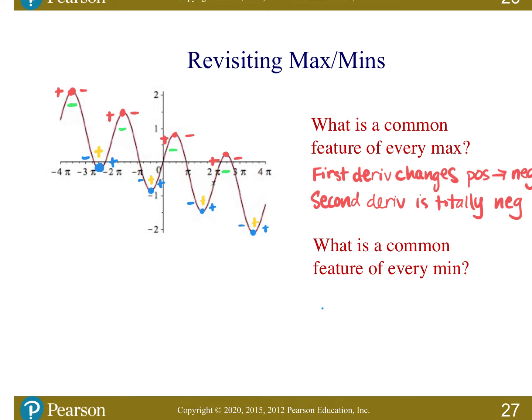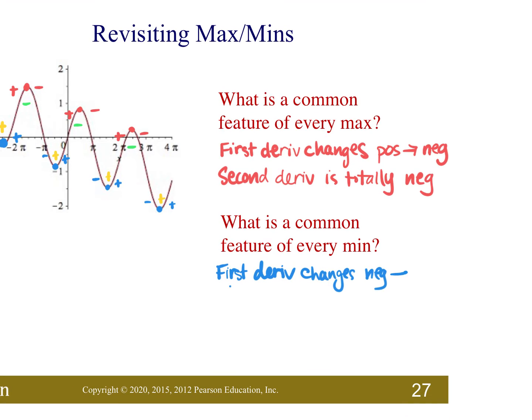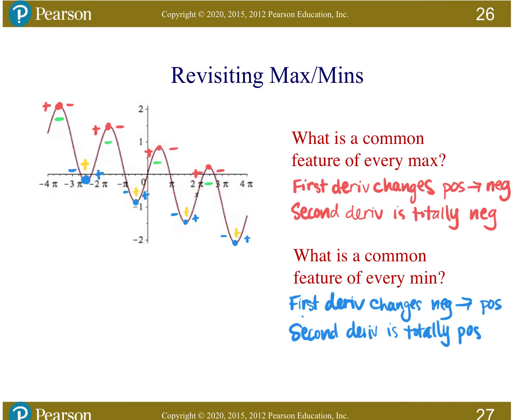So let's say what our minimum is. Our minimum has first derivative changing from negative to positive, or you could say the second derivative is fully or totally, oops, I can't spell, totally positive in that section.